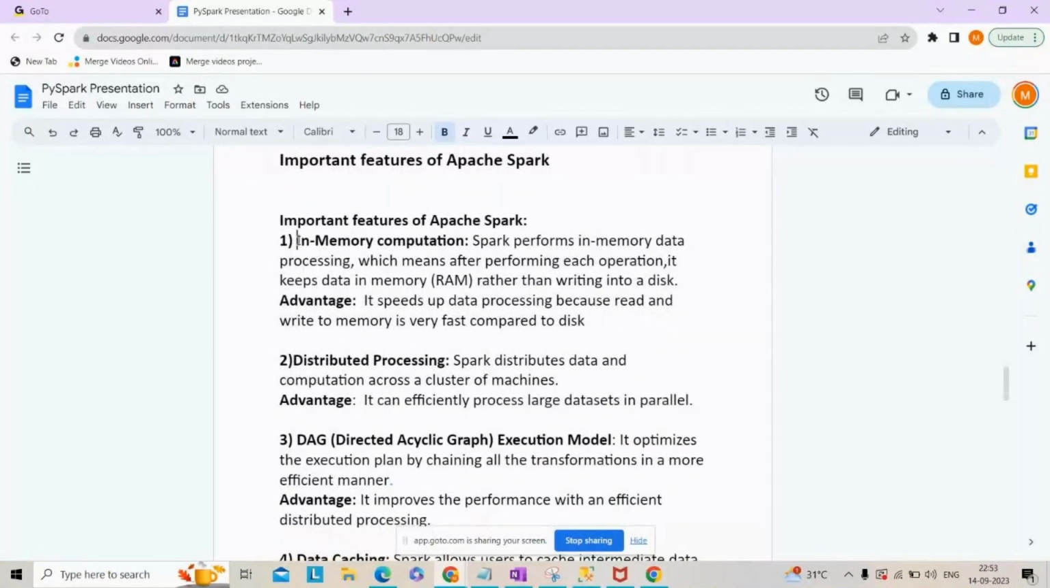The first feature, in-memory computation. Spark performs in-memory data processing, which means after performing each operation, it keeps data in memory rather than writing into a disk. What is an advantage? It speeds up data processing because read and write to a memory is very fast compared to a disk. Understand? Right.